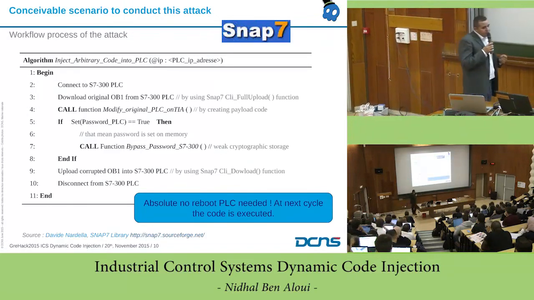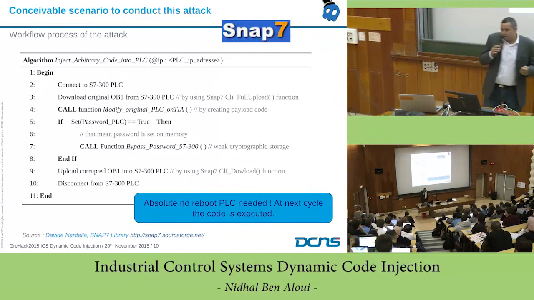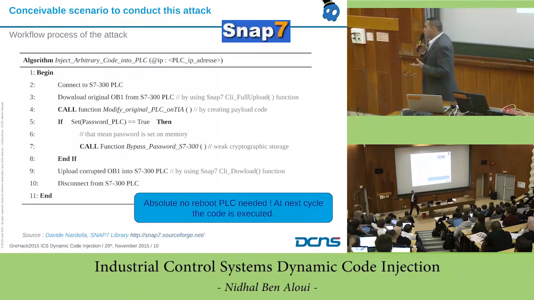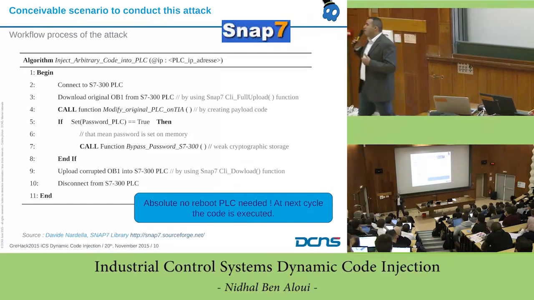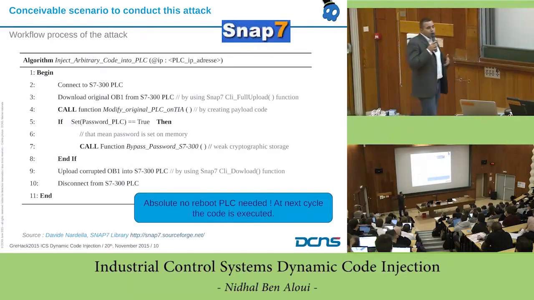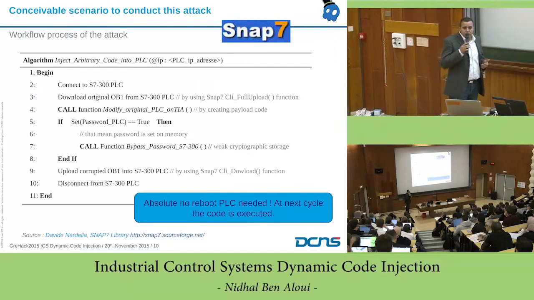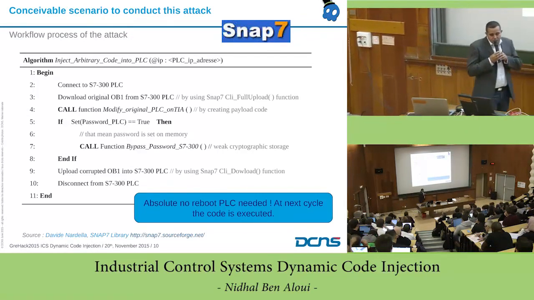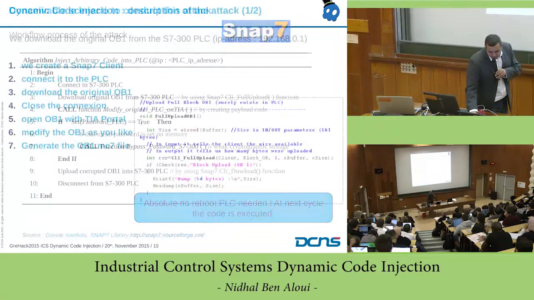So this is the principal weakness that the hacker can use to inject here a block or another block. I choose OB1, but we can inject another FB or FC into the PLC.